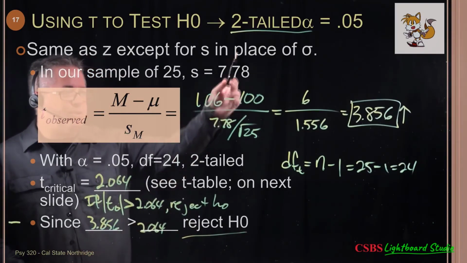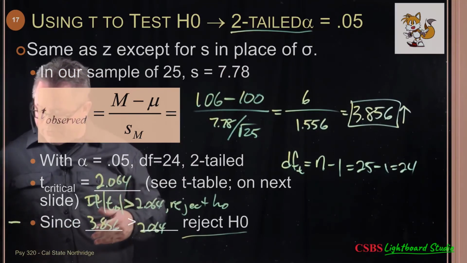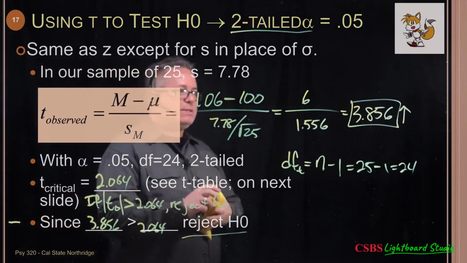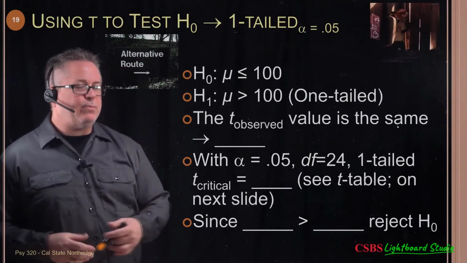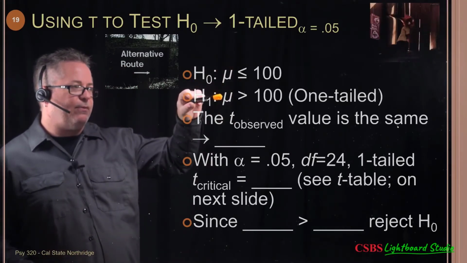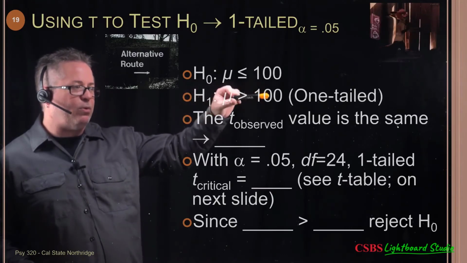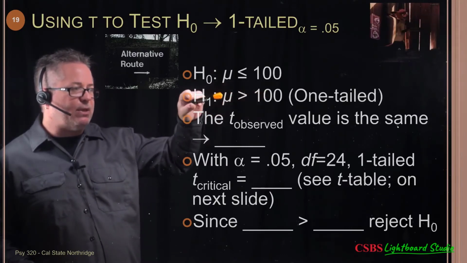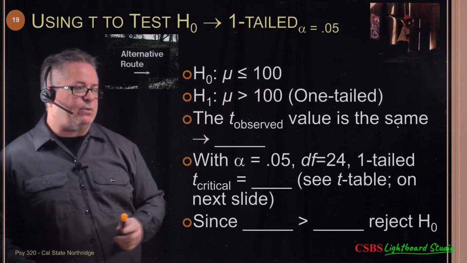So this is the two-tailed version. Let's do it again, just for the sake of completeness, as a one-tailed version. It's the same process as it was for the z. So the alternative is I want mu to be greater than 100. It's a one-tailed test. So I'm testing whether or not it's actually greater than 100. I don't care if it actually is less than 100.